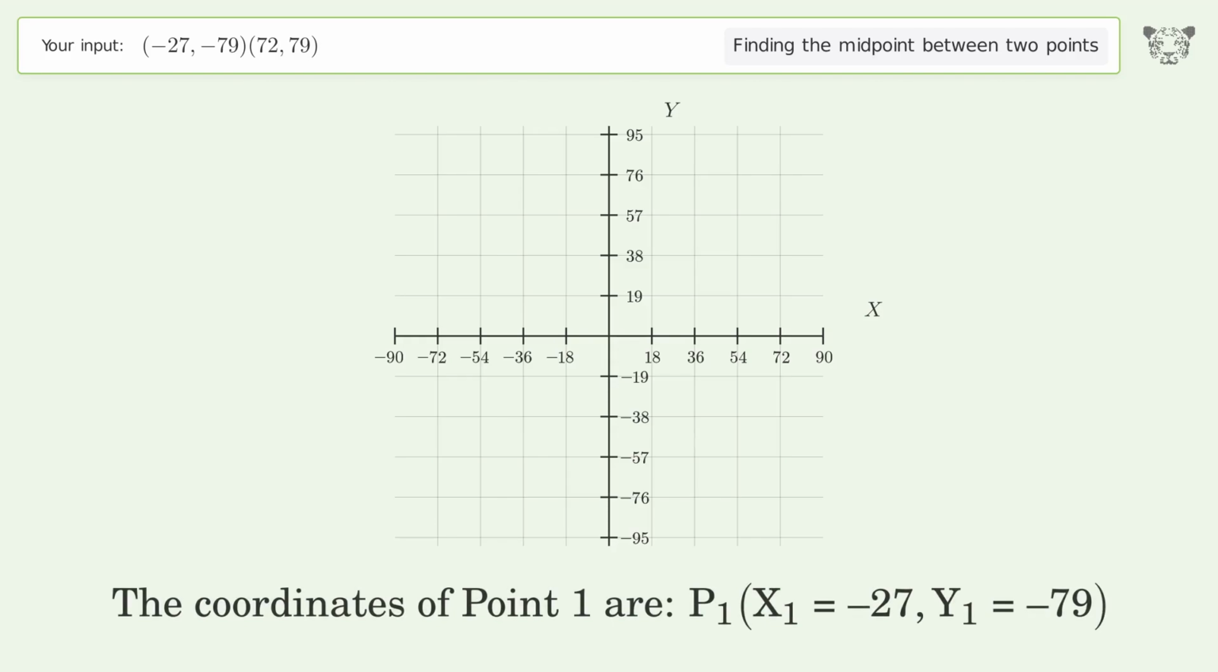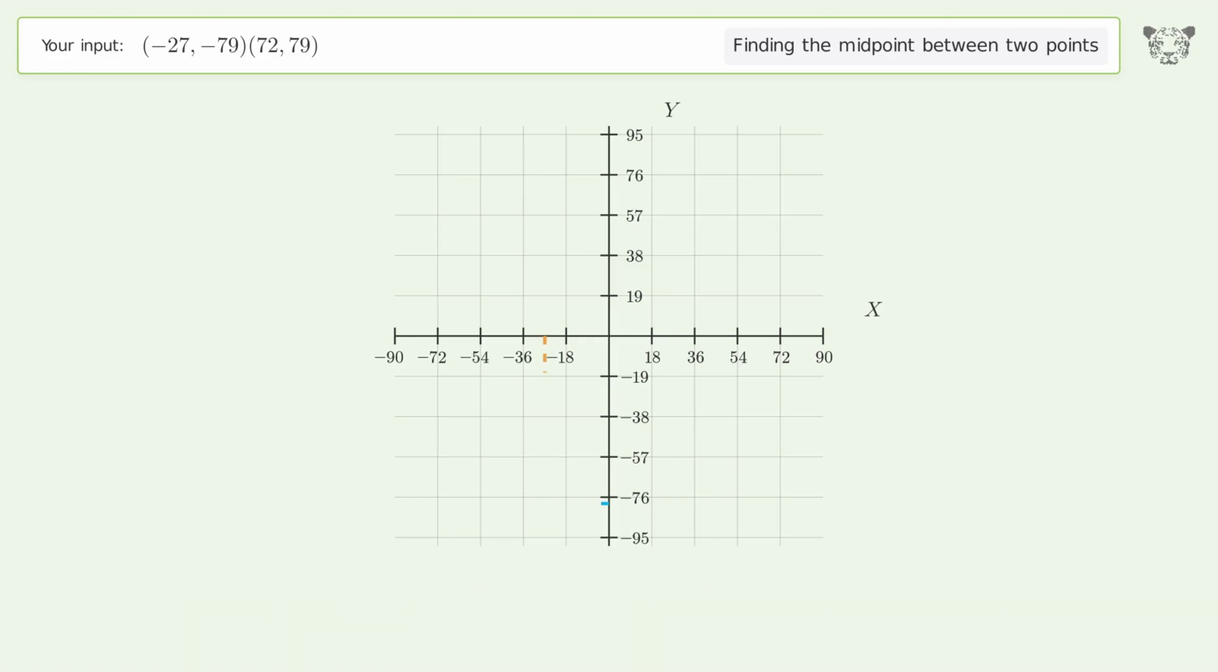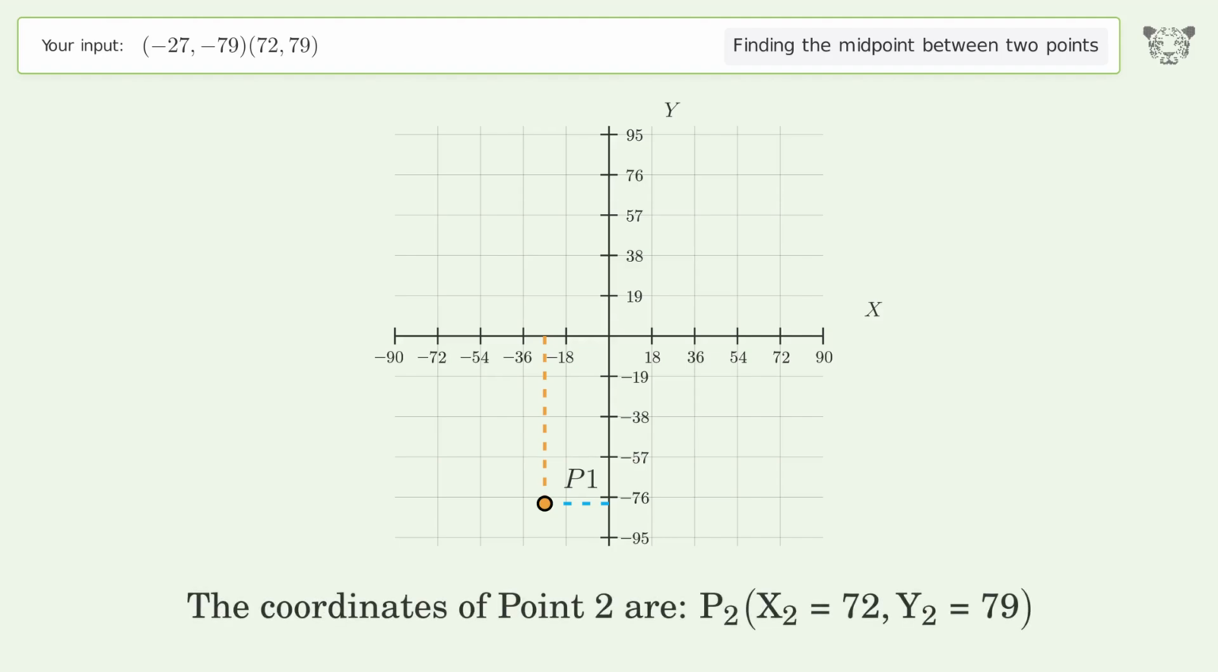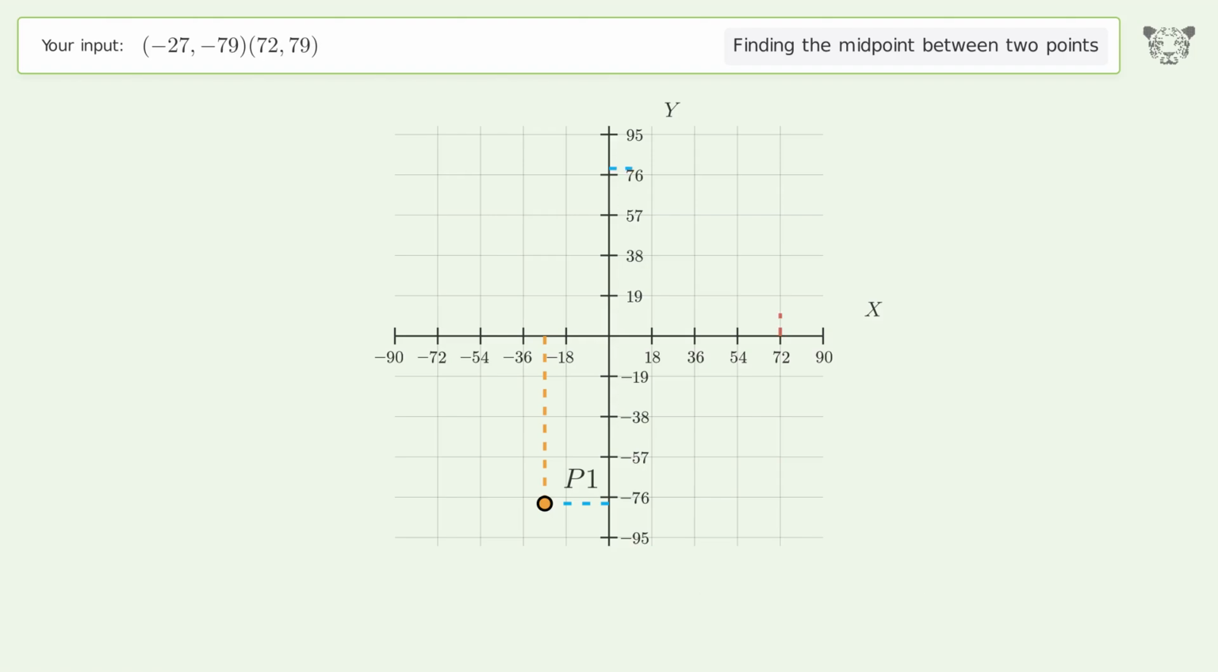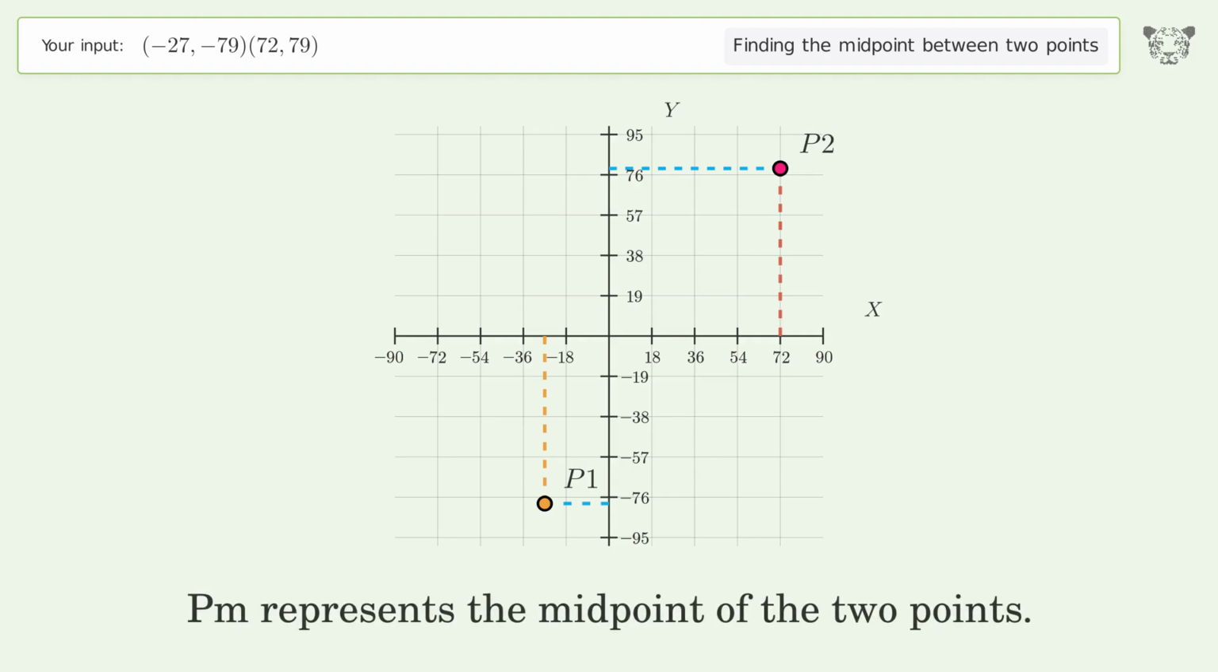The coordinates of point 1 are, x1 equals -27, y1 equals -79. The coordinates of point 2 are, x2 equals 72, y2 equals 79. PM represents the midpoint of the 2 points.